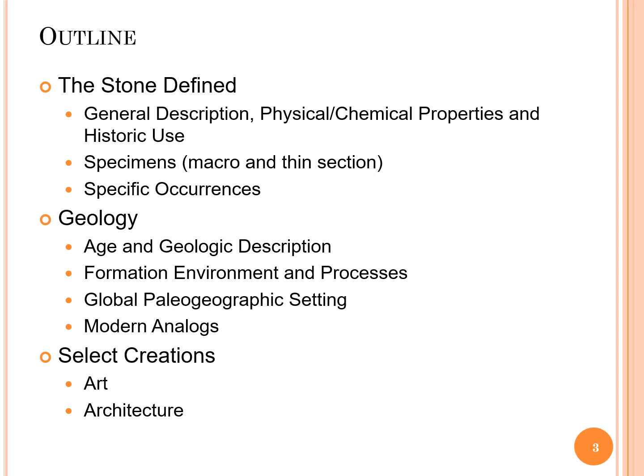Then we'll delve a bit into the geology, its age and description, the formation process and the environment for the stone, the global geographic, paleogeographic setting, where in the world was this formed and at what time, and then we'll take a look and see if there's any modern analogs of where the stone type might be forming today. Finally, we'll close out with taking a look at select creations, both in art and architecture.